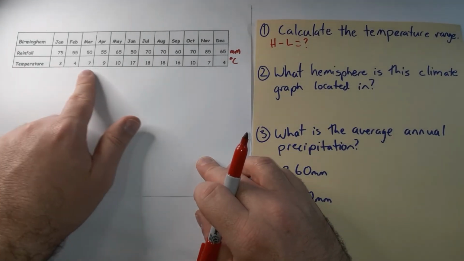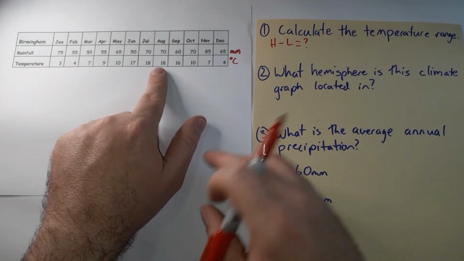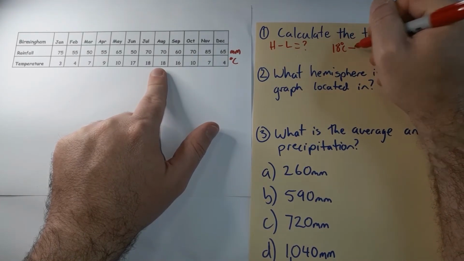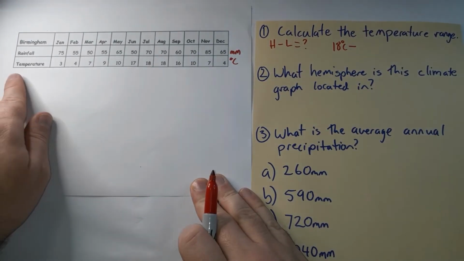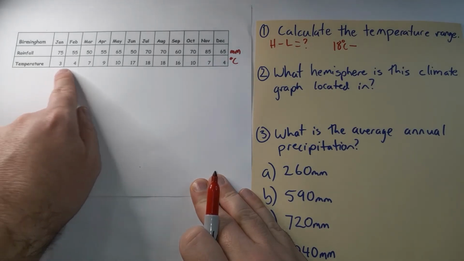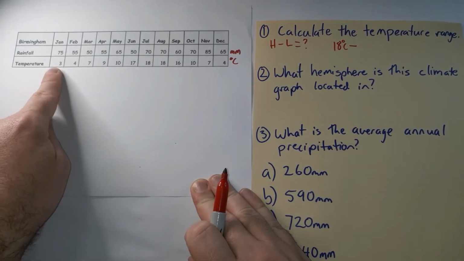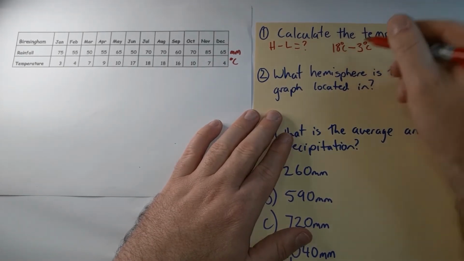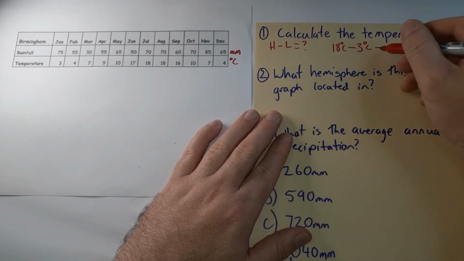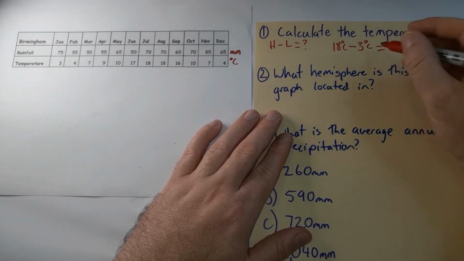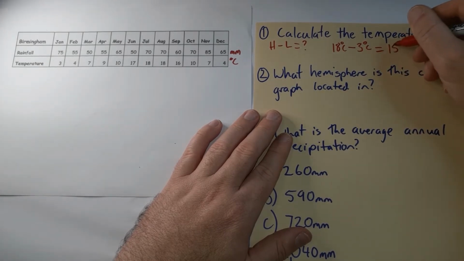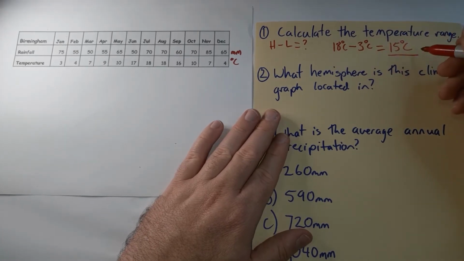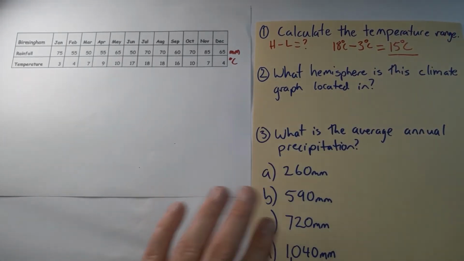So if I look along, it appears that the highest temperature all year is 18 degrees. I want to minus from that the lowest temperature. 3 is pretty low, and it looks like 3 is the lowest temperature. So the formula I'm using is 18 minus 3, and my answer is going to be the difference between those two, 15 degrees Celsius. Remember, if you don't include the unit of measurement, you may not pick up the marks.